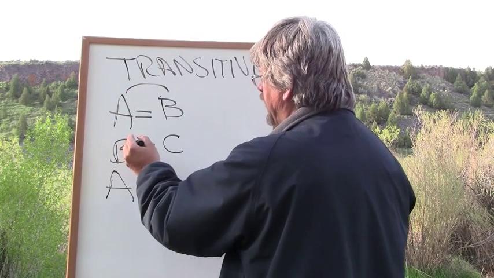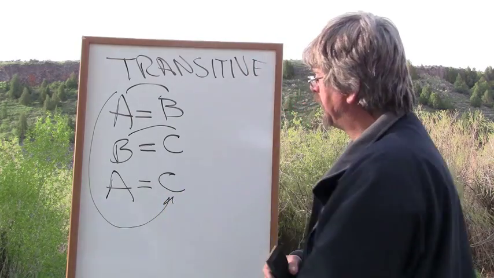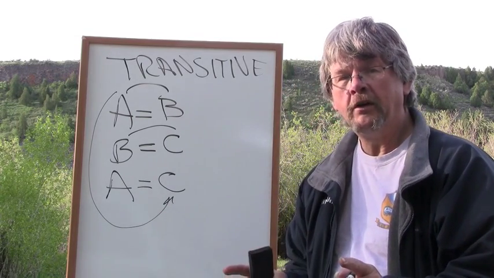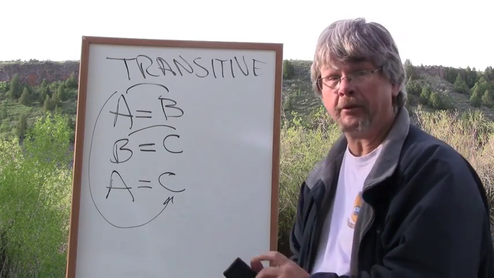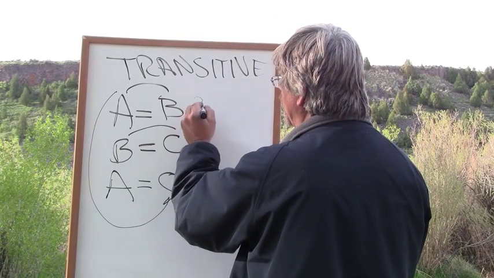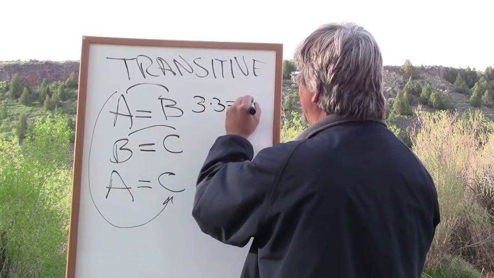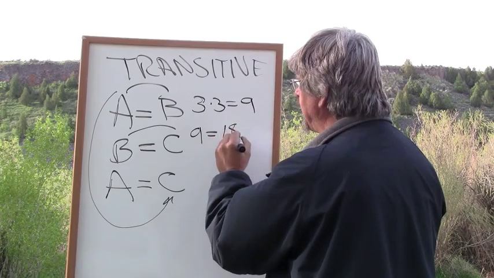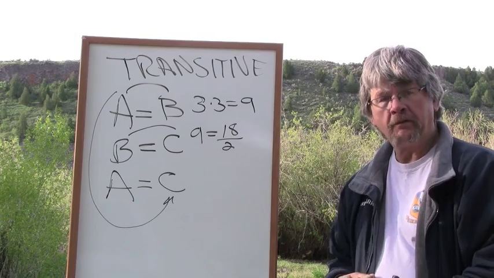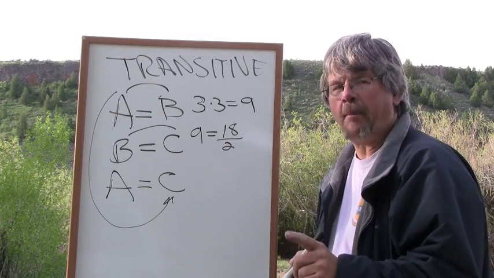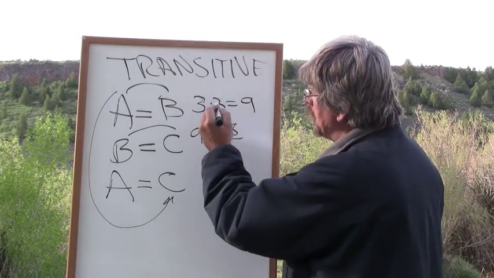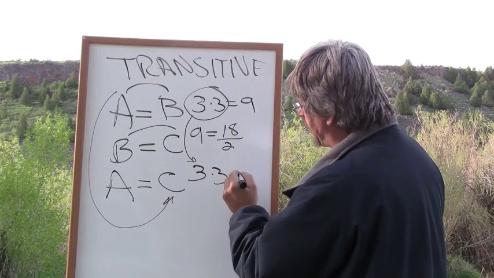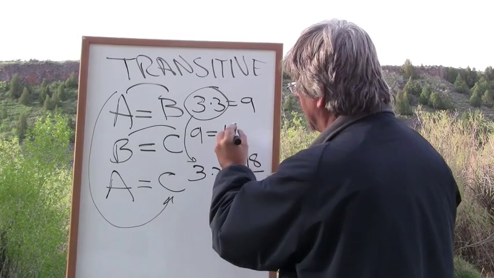If this is equal to this, and this is equal to this, then this is equal to that. That's what it's showing you. And in a way, this can be a little bit confusing. When you put numbers to it, you really see it powerfully. Let's say 3 times 3 equals 9. And let's say that 9 equals 18 divided by 2. Then it automatically follows. Here's one of the things about math that I love, this logical consistency. Then 3 times 3, which equals 9, is the same as 18 divided by 2.